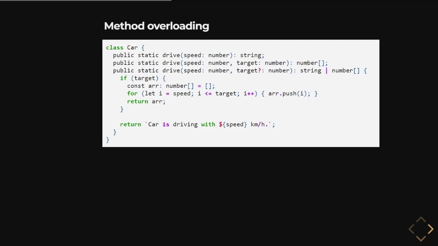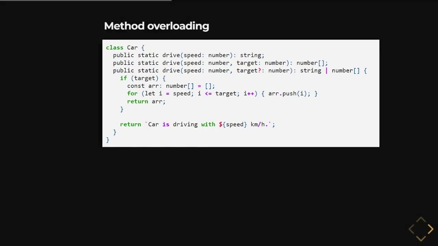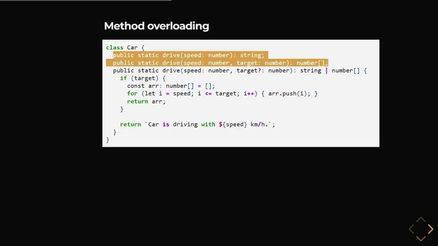There must be a generic method that includes all parameters of the previous methods with fewer parameters. In this example, it is the third type method that includes two parameters. This generic method is the only one that can have a body definition. The other overloading methods can only be declared.